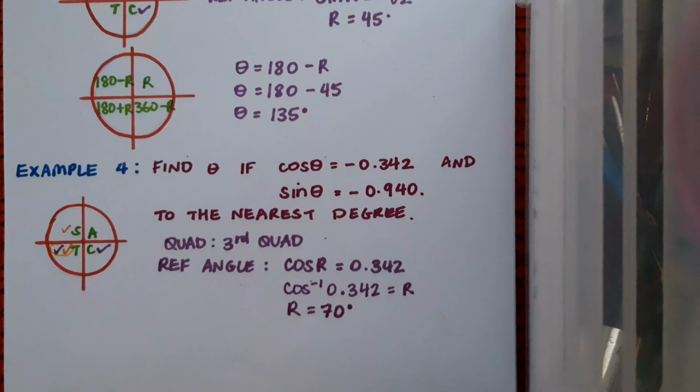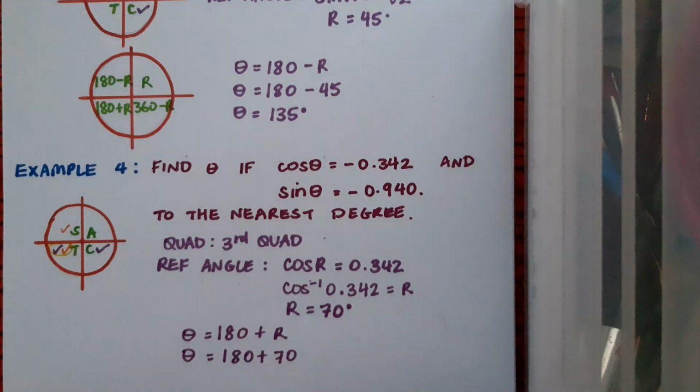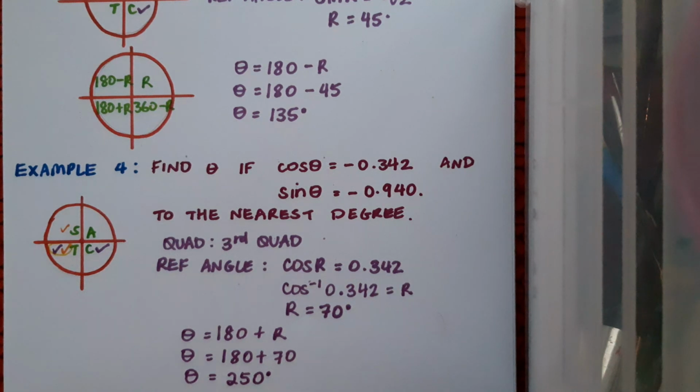Now I'm not quite finished yet because I still have to find my theta. And theta's in the third quadrant. I'm going to cheat a little bit here now and just refer back up to my diagram up here. So in the third quadrant, that's going to be 180 plus r. So I'm simply going to add 70 onto 180 to get my theta. And in this case, my theta comes out as 250 degrees.